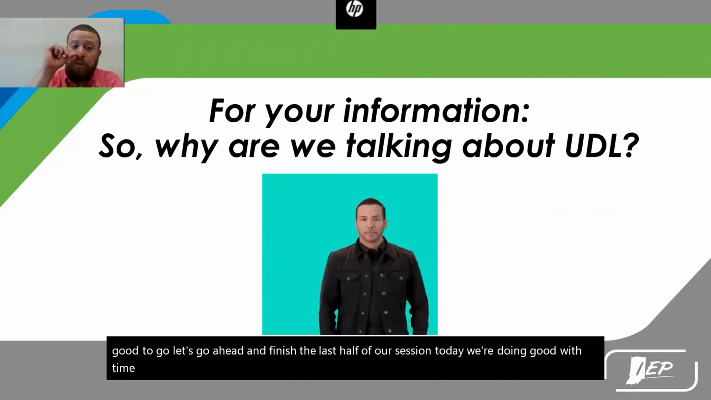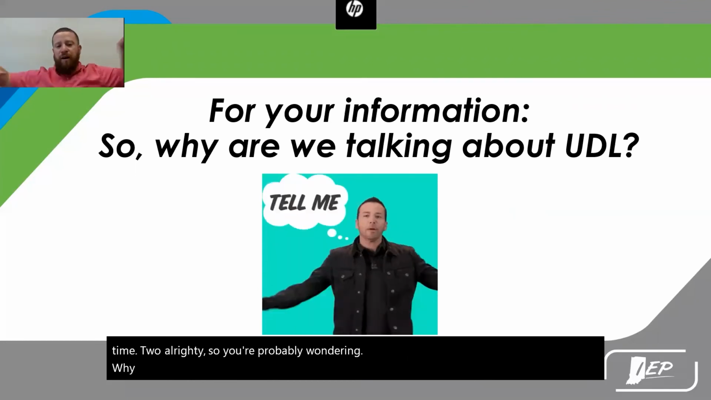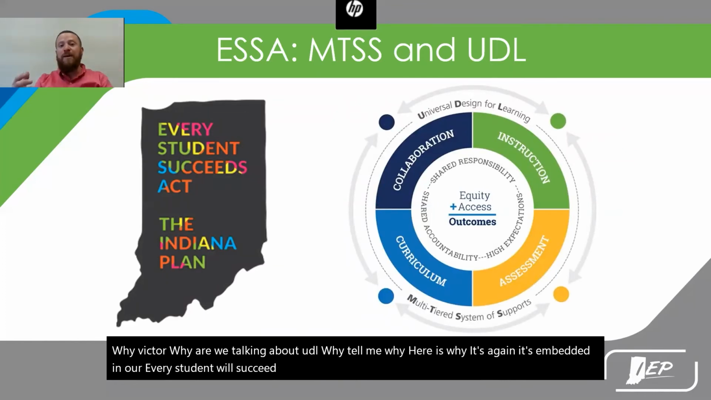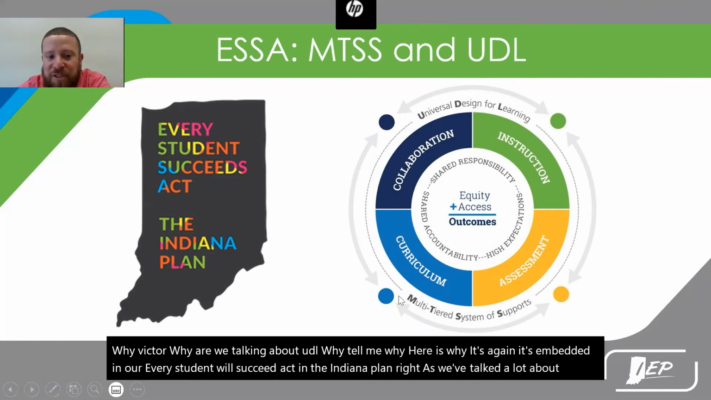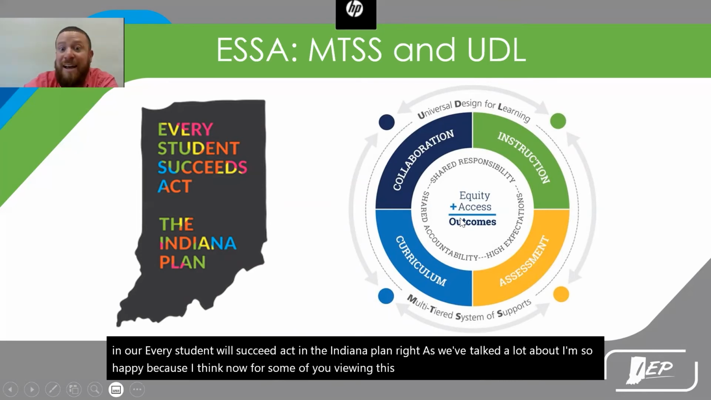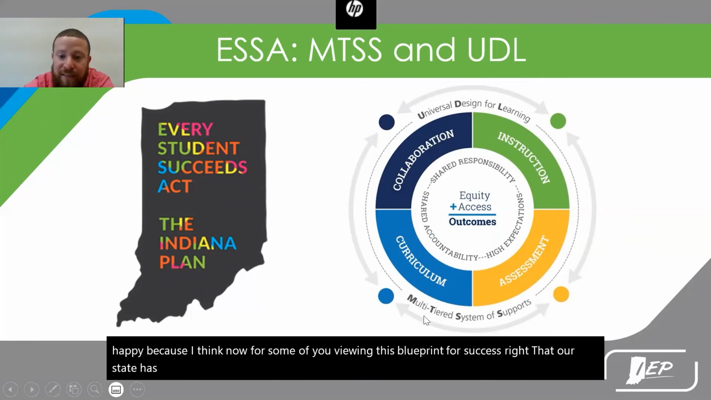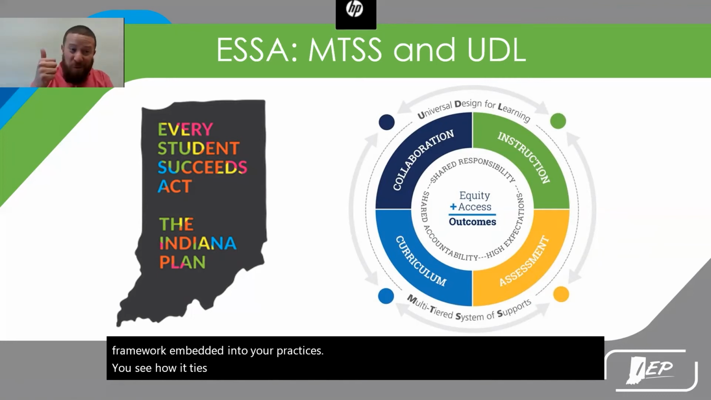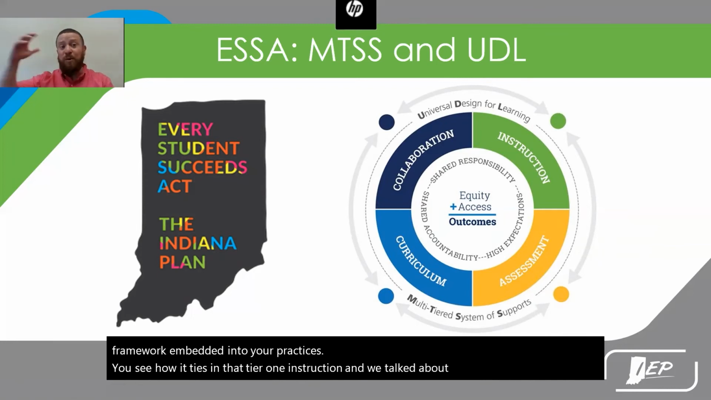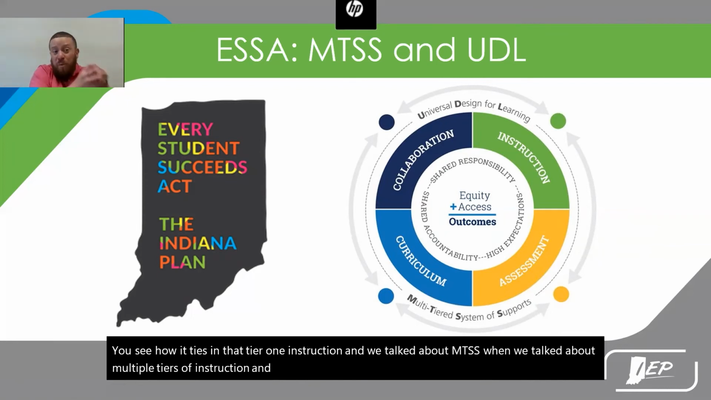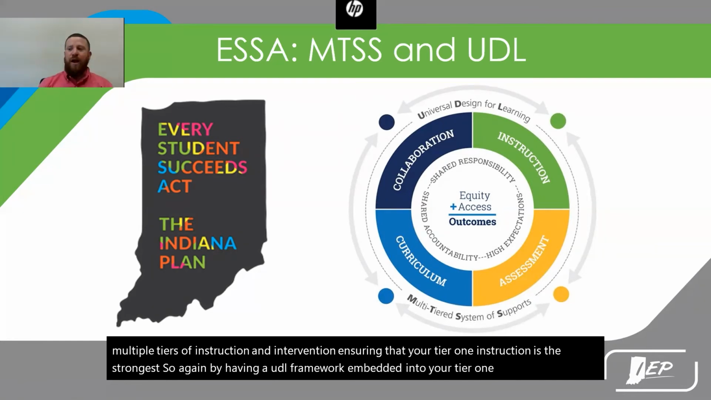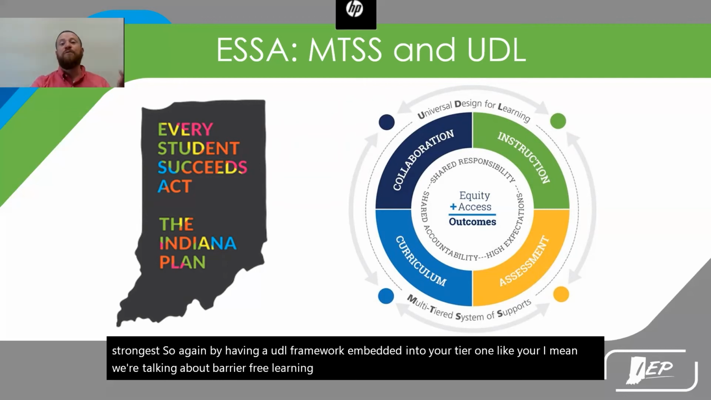All righty, so you're probably wondering, why, Victor? Why are we talking about UDL? Here is why. It's embedded in our Every Student Succeeds Act in the Indiana plan, right? As we've talked a lot about, I'm so happy because now for some of you viewing this blueprint for success that our state has outlined, you see MTSS. We've done a lot of work this year around MTSS, but now you see at the top, when you have this Universal Design for Learning framework embedded into your practices, you see how it ties in to that tier 1 instruction. And we talked about MTSS, when we talked about multiple tiers of instruction and intervention, ensuring that your tier 1 instruction is the strongest. So again, by having a UDL framework embedded into your tier 1, we're talking about barrier-free learning that's beneficial for all of our students.